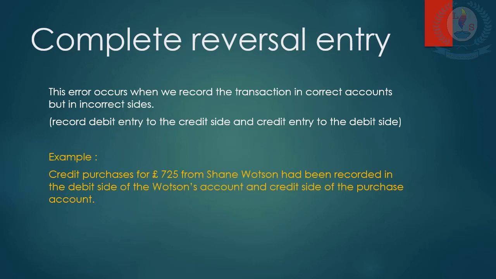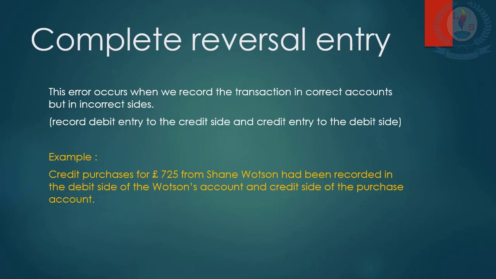Credit purchases for 725 from Shane Watson had been recorded on the debit side of Watson's account and the credit side of the purchase account. Again, the credit purchases for 725 pounds from Shane Watson had been recorded on the debit side of Watson's account and the credit side of the purchase account.